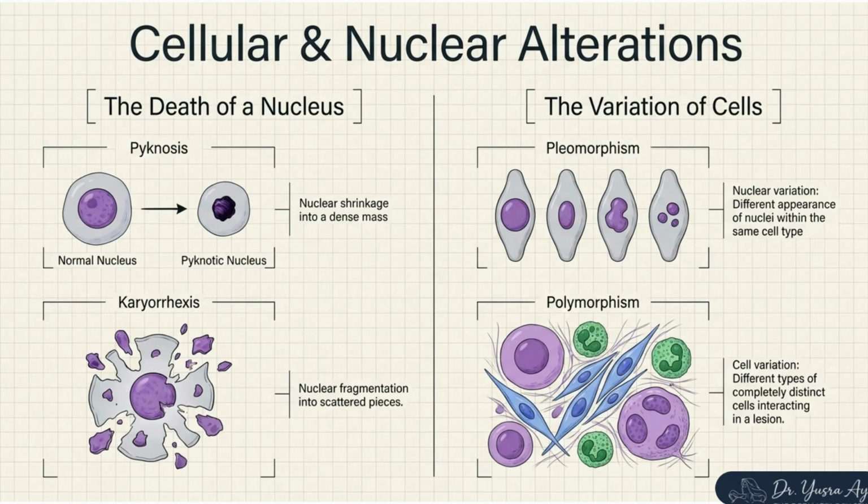Now let's differentiate two important concepts. Anisocytosis means variation in cell size. Anisokaryosis means variation in nuclear size. Pleomorphism is a nuclear variation and polymorphism is a cell variation.